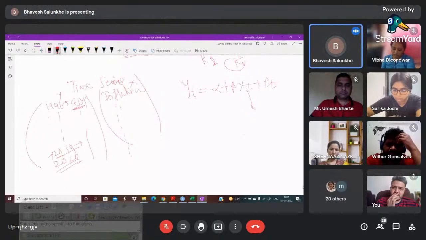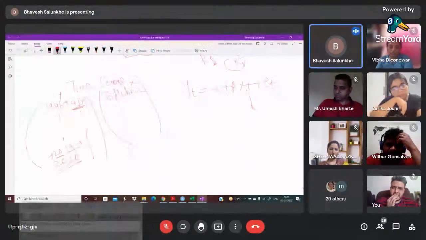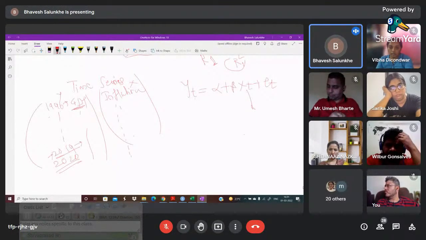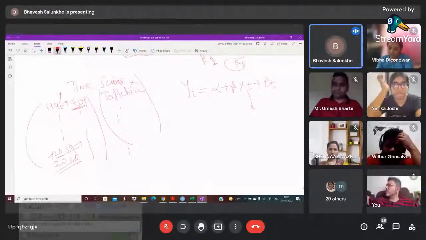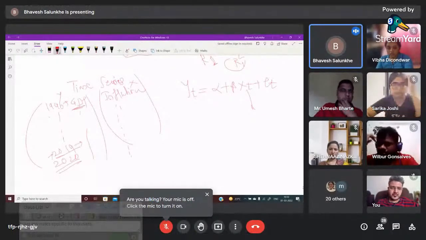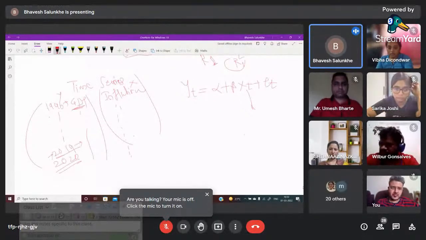Same with inflation. So the moment we have this kind of relationship in the data, where the time sequence matters, we actually encounter the problem of autocorrelation. So what do we mean by the problem of autocorrelation?